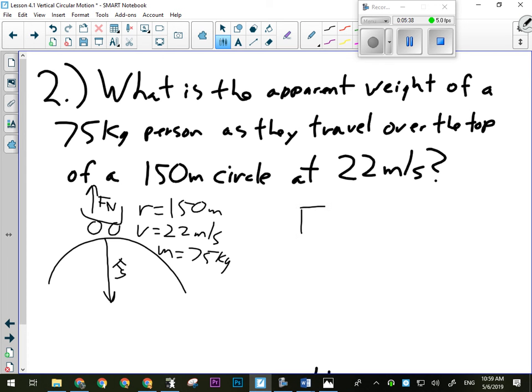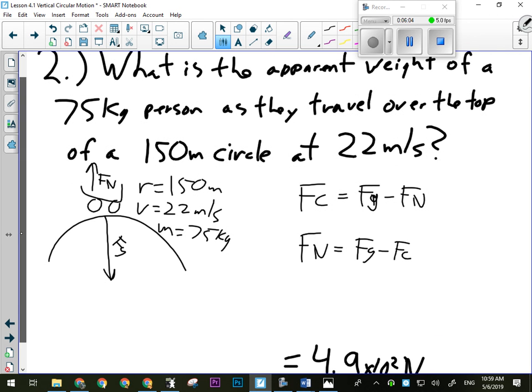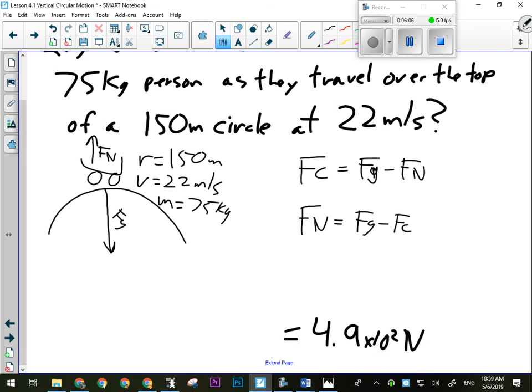Since it is a vertical circle, Fc will equal forces in, Fg, minus forces out, normal force. Now, I don't want to solve for normal force in this situation because it'll come out negative. So I'm going to add it over here and then subtract Fc. I'm going to end up with normal force equals force of gravity minus the centripetal force. So normal force will equal mg minus mv squared over r.